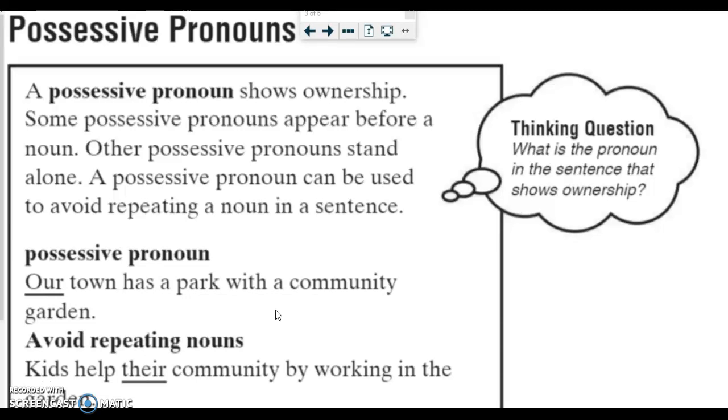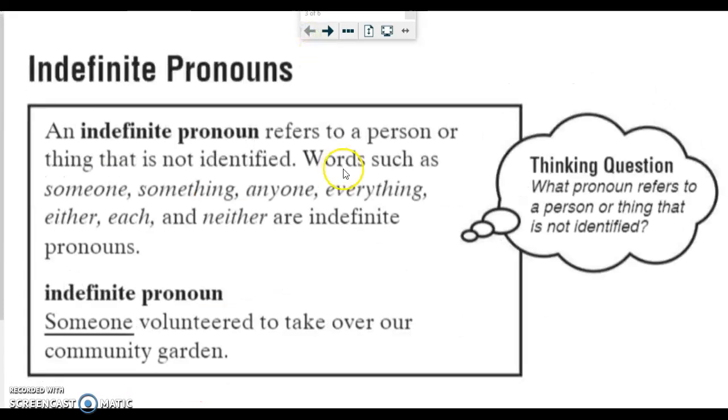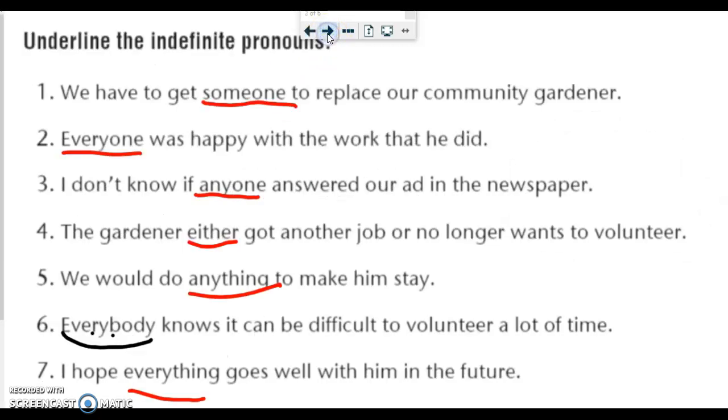We're going to go over your grammar for this morning. If you remember grammar all the way back from Wednesday, that was indefinite pronouns. Indefinite is, well, we don't know who we're talking about. Even though it says someone volunteered, we don't know who that someone is. We did a few of those examples as well.